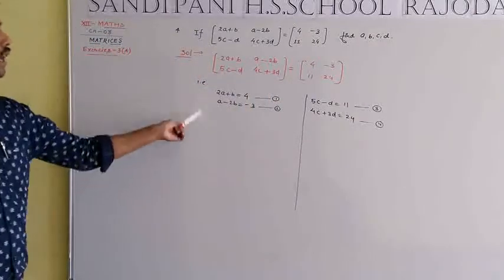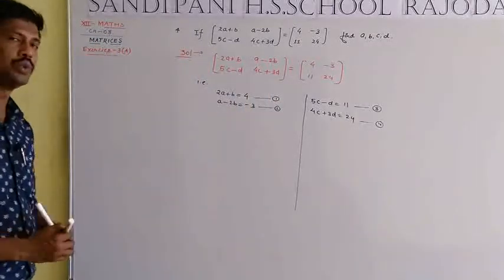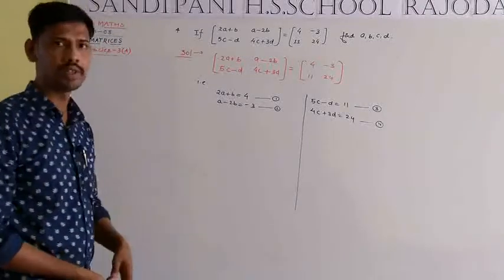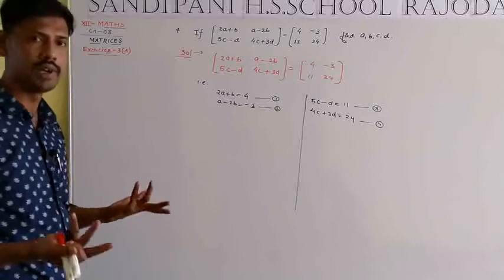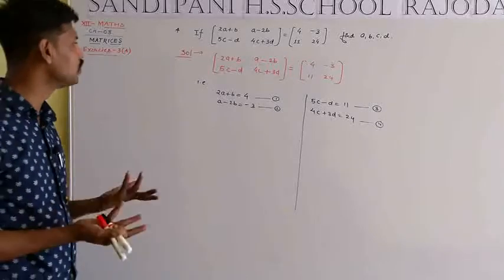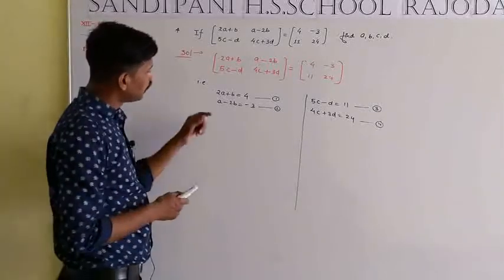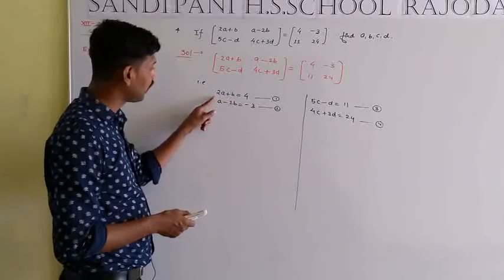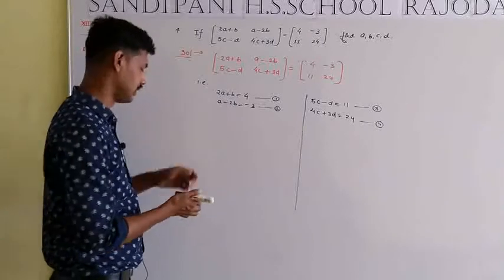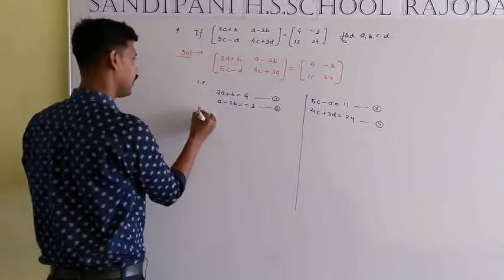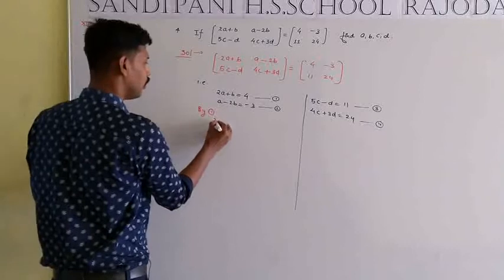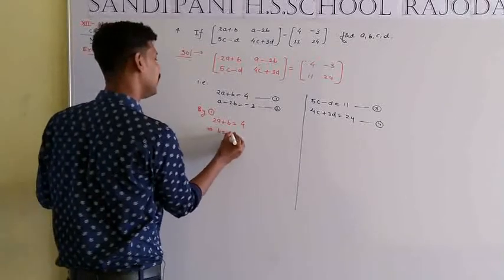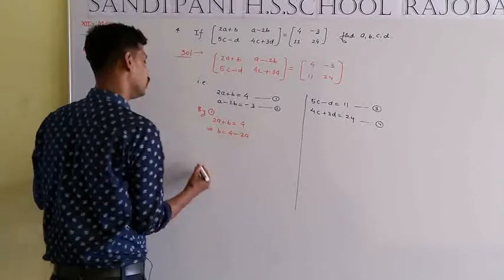Students, there are many solution methods. We can choose the elimination method, substitution method, and so on, different types of methods. So we choose simply to find the value of b from equation number 1 and put it in equation number 2. By equation first, 2a plus b equal to 4, such that b equal to 4 minus 2a.